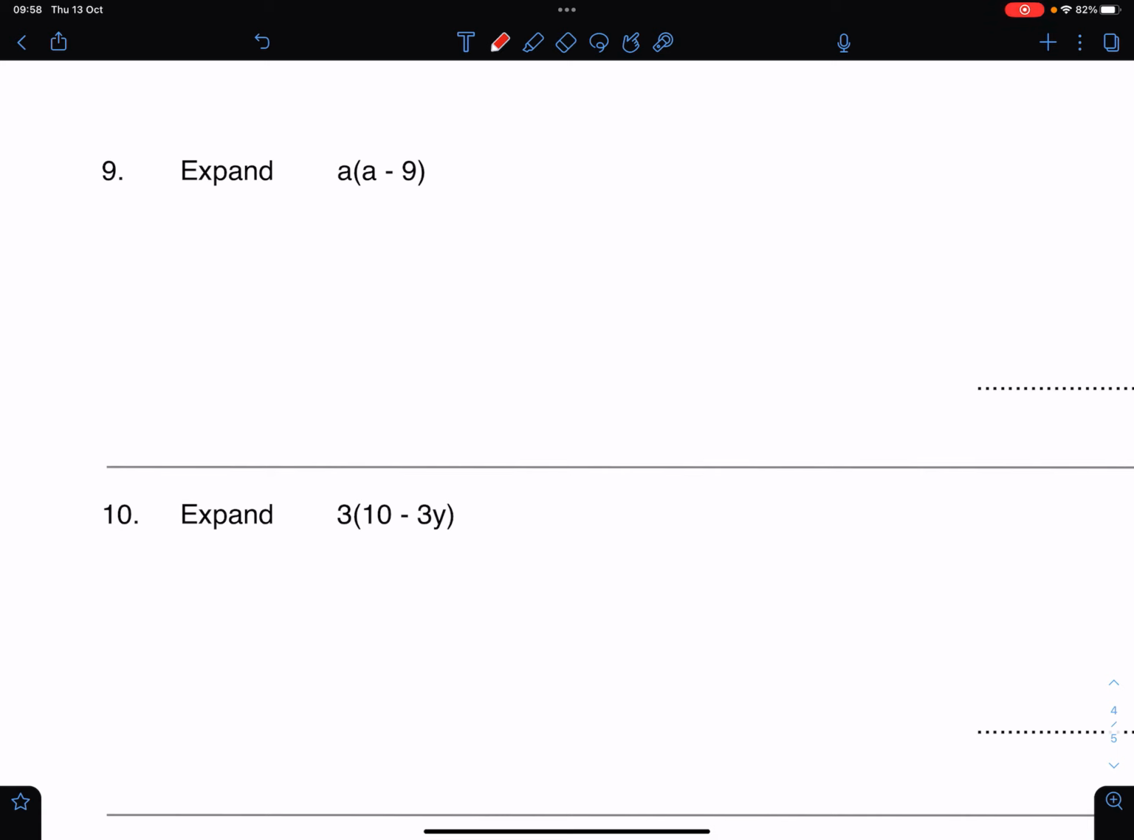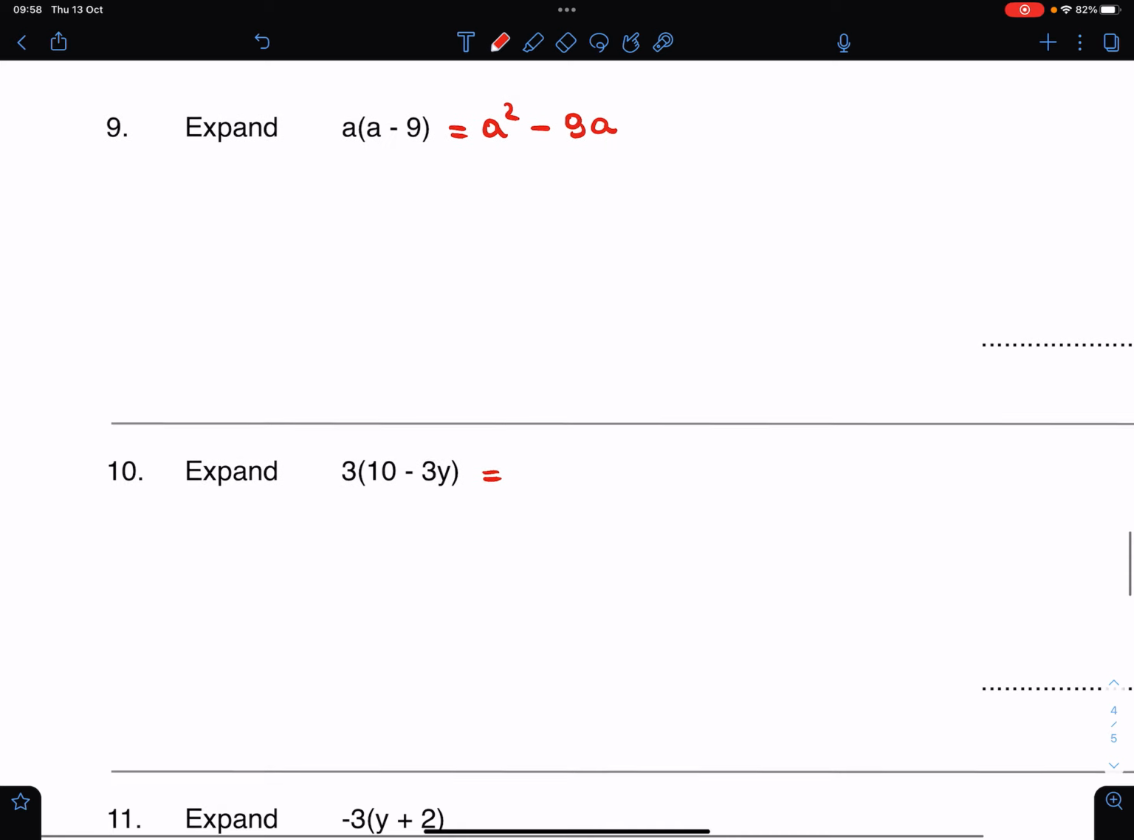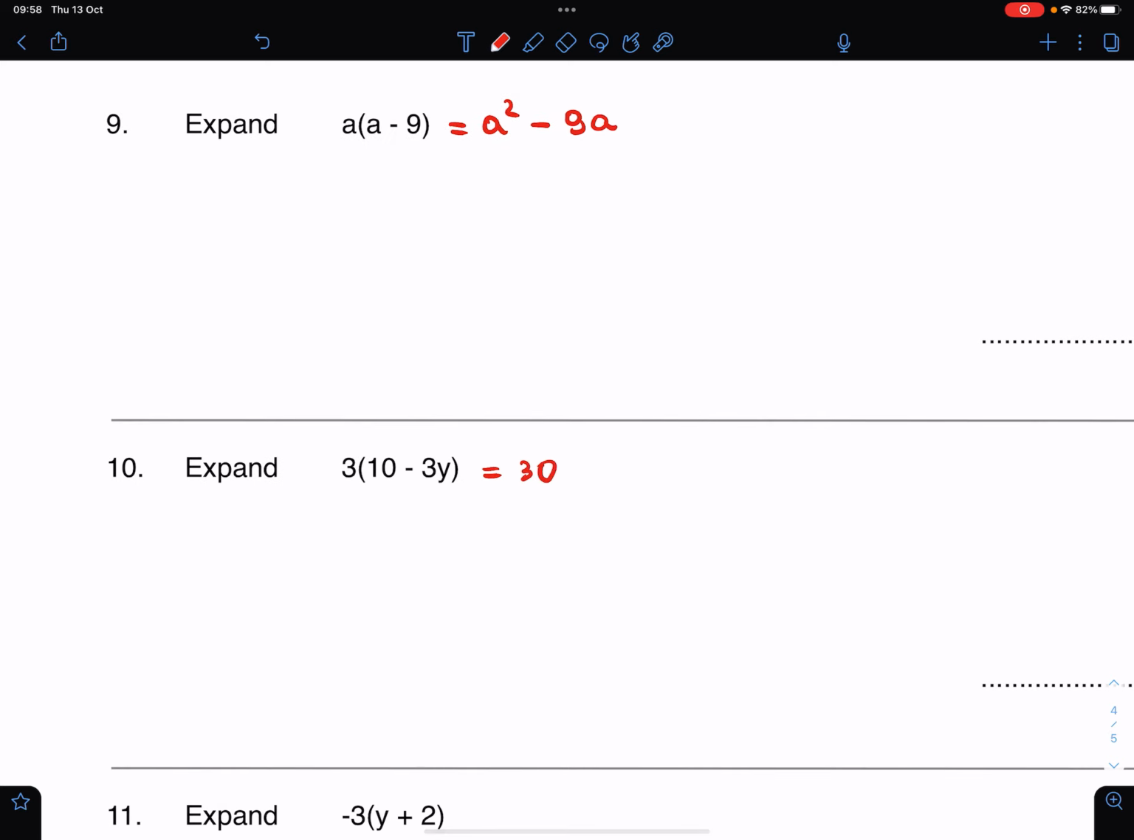Yeah. Question 9. A squared minus 9a. 9a. Number comes first, okay? A9 is also sort of like, yes, okay, but number comes first. Yes. Yes, Omar? 9y. Perfect. That's it. Okay?